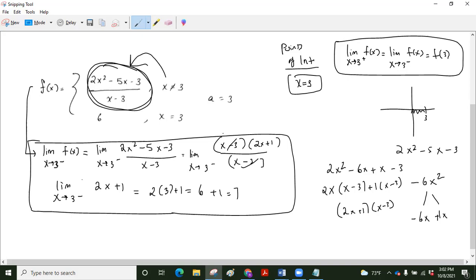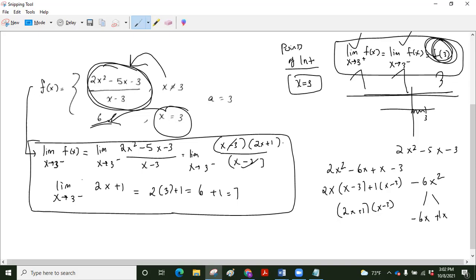But then it's asking us, so essentially what I'm trying to say is that this condition is met and this condition is met. But what about this condition? What is f of 3? Well, it says when x is equal to 3, your value is 6. So this is 7, and this is 6, which means this is not continuous at x equals 3.